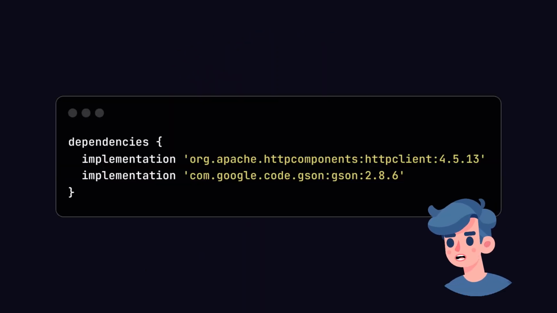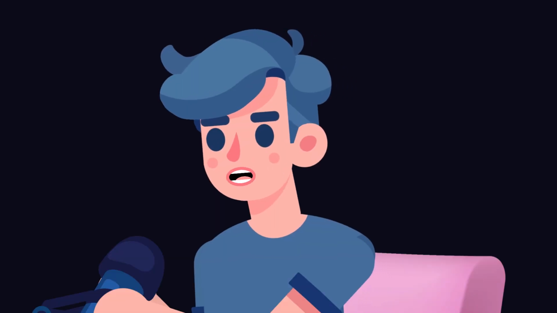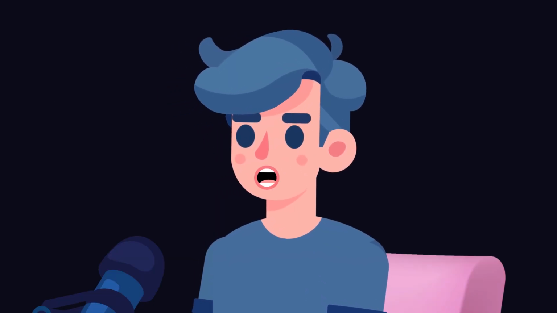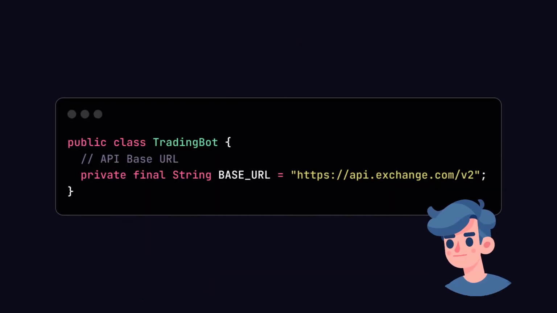Next, we will set up the necessary libraries for our project. We'll be using Java's libraries along with some third-party libraries to make HTTP requests and handle JSON data. The first dependency, Apache HTTP Client, will help us make requests to the Exchange API. The second, JSON, will help us parse JSON responses from the API. Now that our project dependencies are set up, let's start coding.